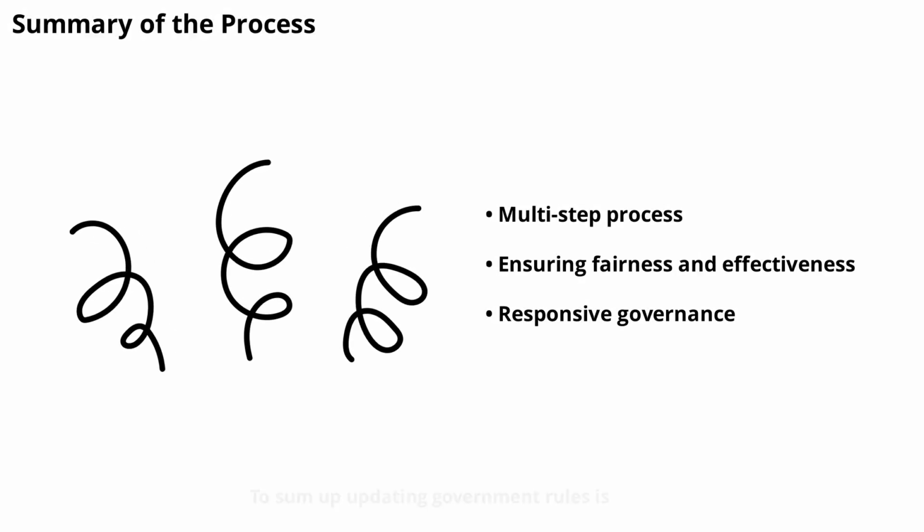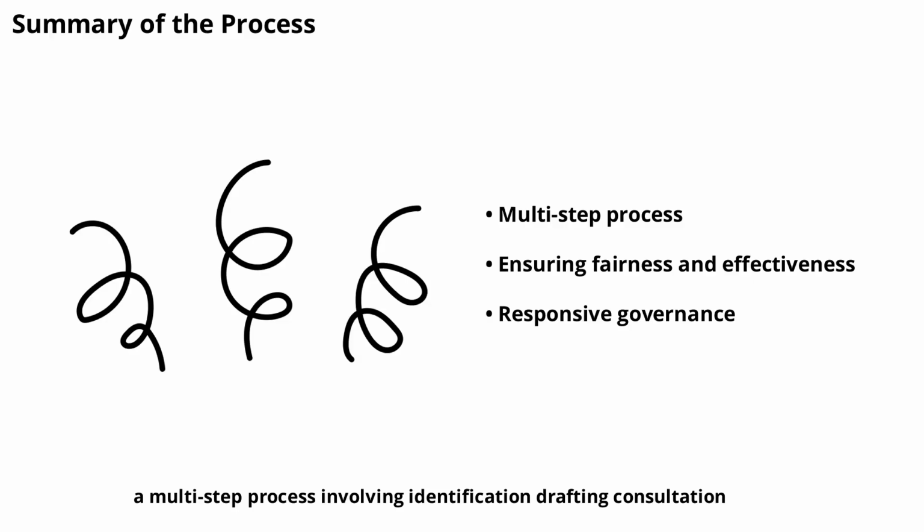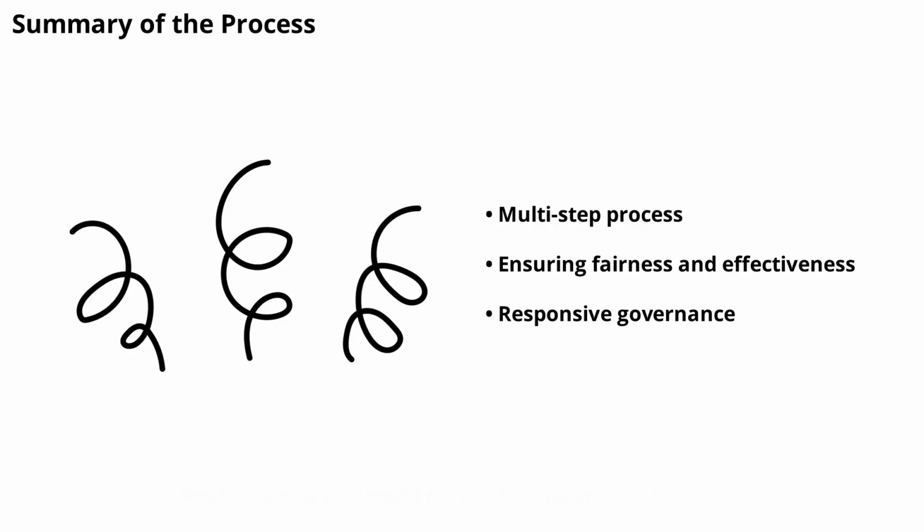To sum up, updating government rules is a multi-step process involving identification, drafting, consultation, legislative review, approval, publication, implementation, and ongoing evaluation. Each step is designed to ensure that rules are effective, fair, and responsive to society's needs. The process is complex, but it's essential for good governance.